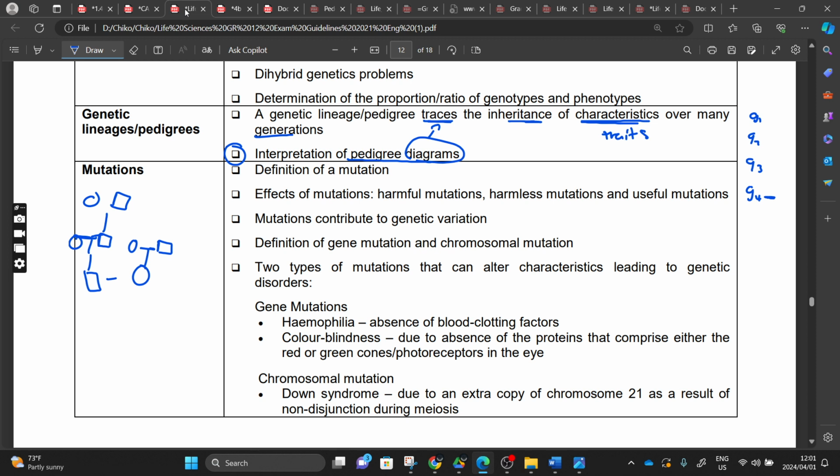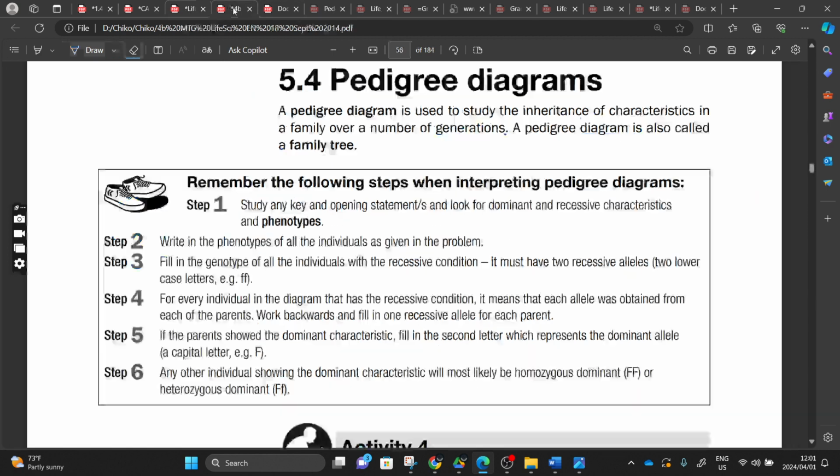Right? Or we use it to study. We can say this is a diagram that we use to study the inheritance of characteristics over the generations. Let's go to our green book.